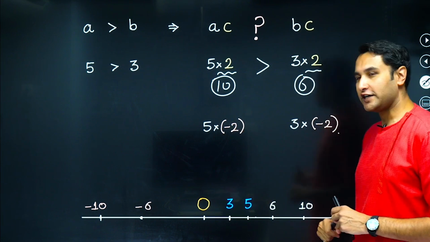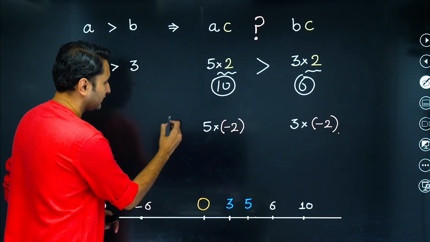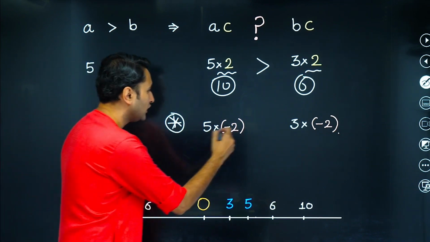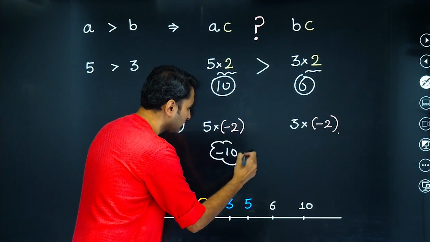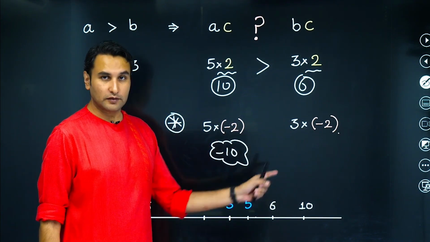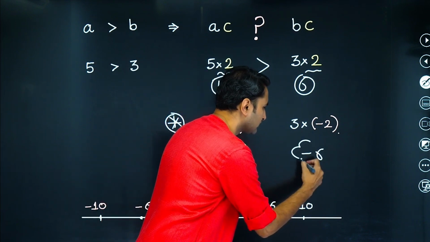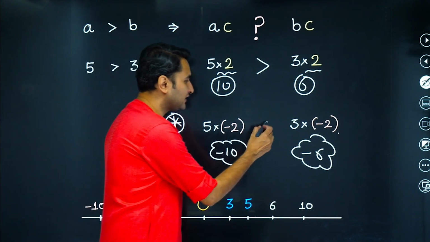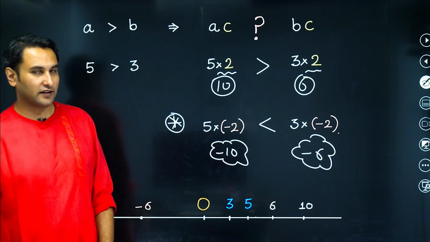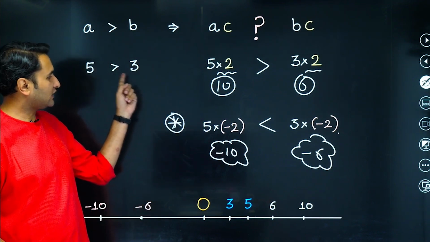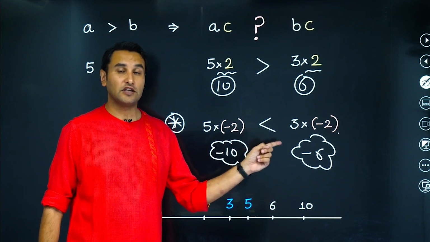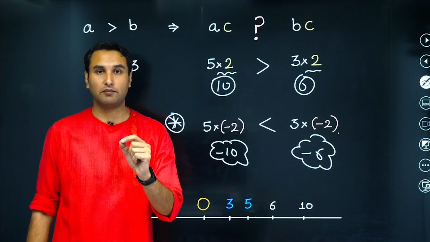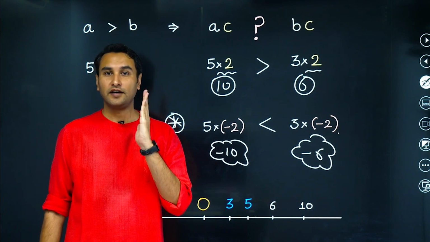But what if I multiply both sides by minus 2? Now this is tricky. This is important to note. What will happen? The inequality will change. Let's see how. 5 into 2 is minus 10. 3 into 2 is 6 with a minus sign, so it is minus 6. Which is more? Minus 6 or minus 10? Don't make this mistake. Minus 6 is greater than minus 10, right? So what was greater than became less than here. So inequality changes when you multiply both sides by a negative number. That's it. Simple to understand and remember it.